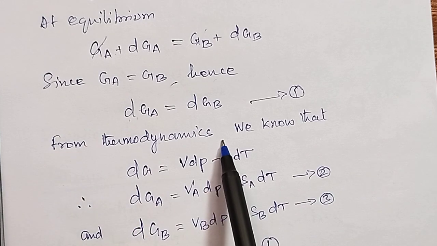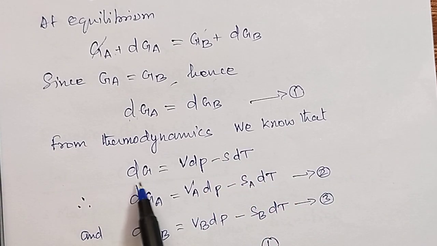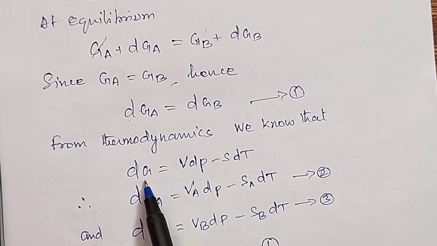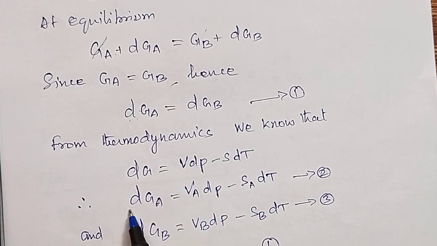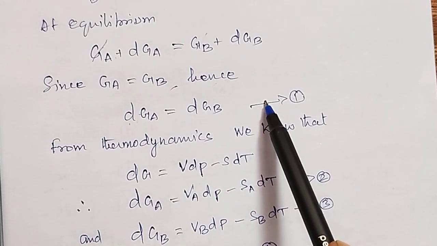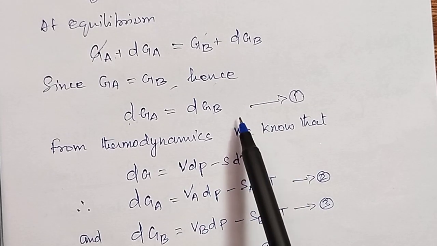From thermodynamics, we know that dG is equal to V dP minus S dT. This is an equation of state in thermodynamics. And therefore, we can modify equation 1 accordingly. dGa is equal to Va dP minus Sa dT. And similarly, dGb, the change in Gibbs free energy, is equal to Vb dP minus Sb dT. Substitute these values in equation number 1.